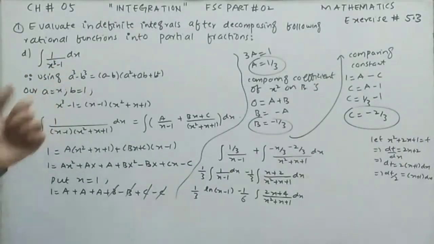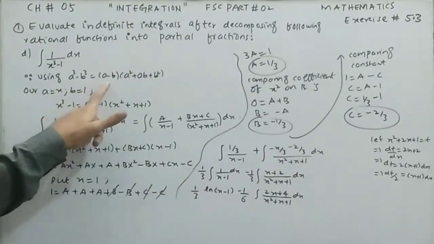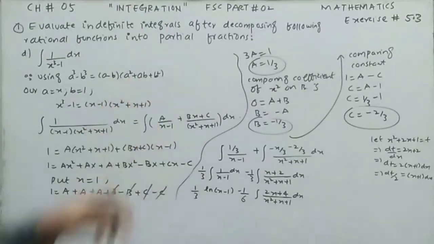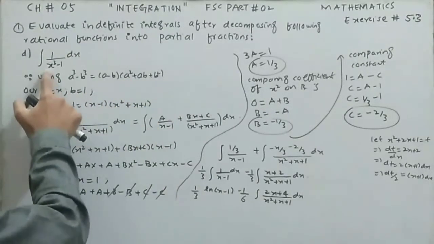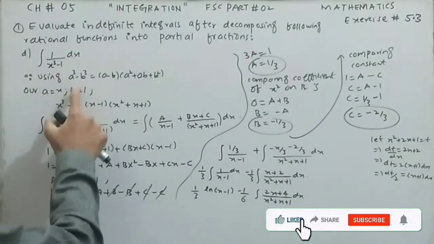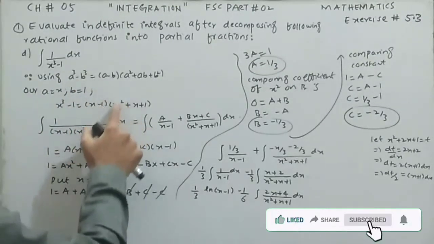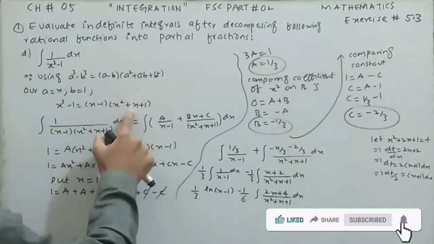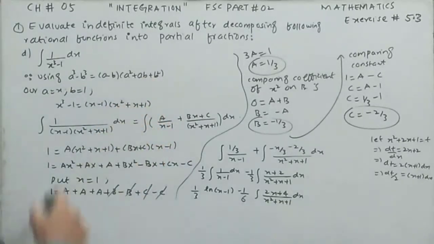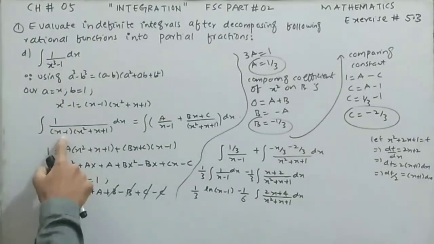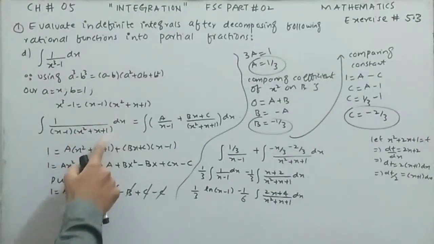Integrate this function. Using a cube minus b cube is equal to a minus b into a square plus ab plus b square, over here the value of a is x and the value of b is 1. Putting in the formula, x cube minus 1 is x minus 1 into x square plus x plus 1. So x cube minus 1 is equal to x minus 1 into x square plus x plus 1.